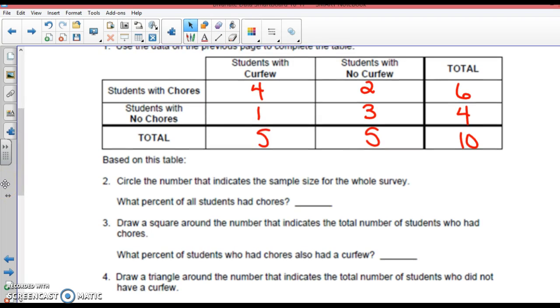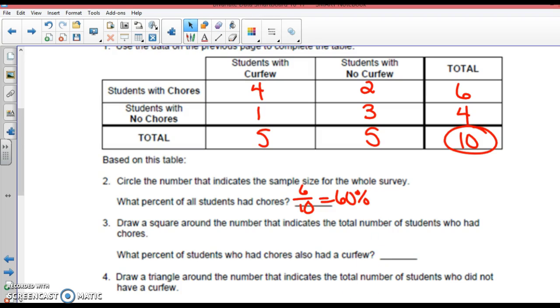Okay. So these totals are curfew, no curfew, chores, no chores. Both ways they need to add up to 10 because each person needed to answer both questions and there were 10 people. Okay. Circle the number that indicates the sample size for the whole survey. That would be 10. What percent of all students had chores? Well, students with chores is 6 out of 10, so 60%.